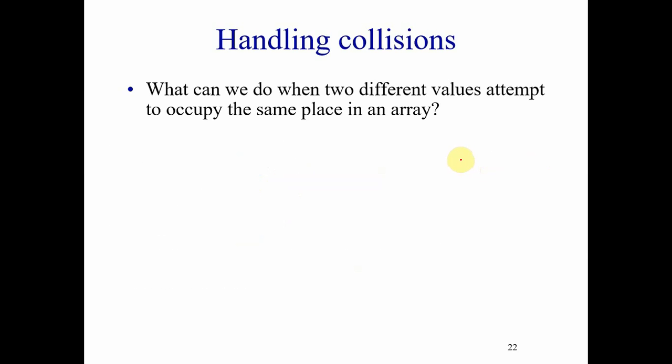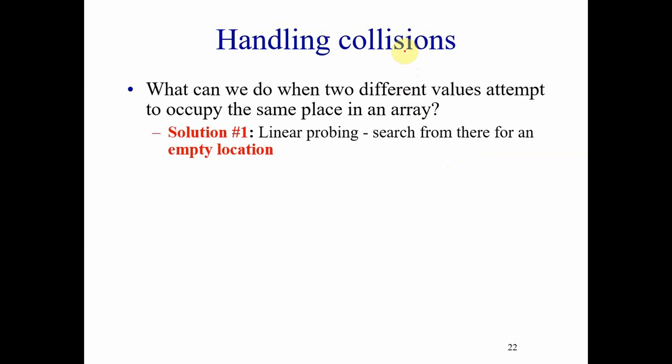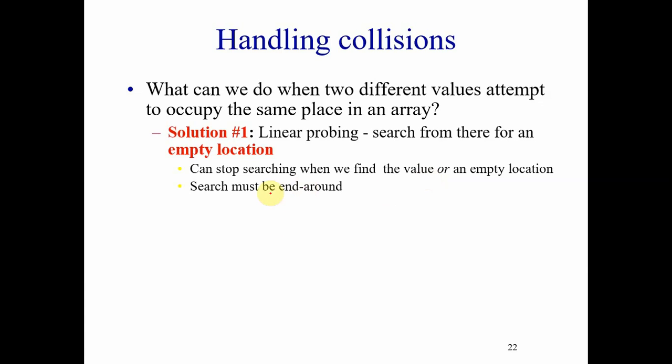What can we do when two different values attempt to occupy the same place in an array? The first solution, solution 1, is called linear probing. We search from there for an empty location and can stop searching when we find the value or an empty location. So the search must wrap around. We will elaborate on the meaning in the following session, but here we just give you some idea.